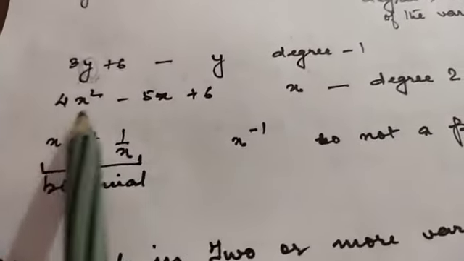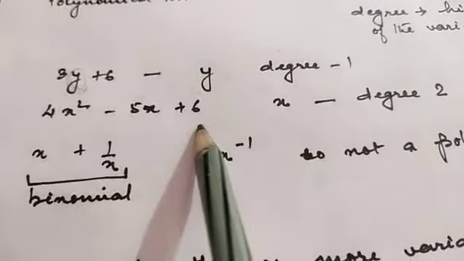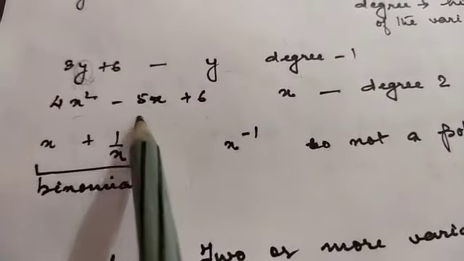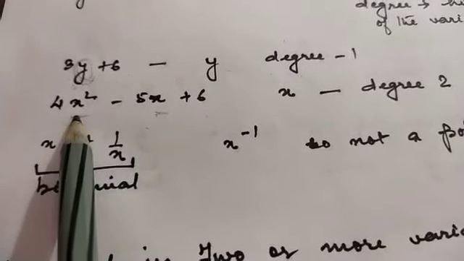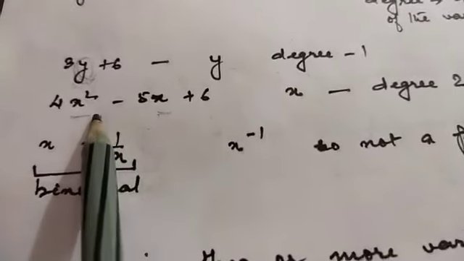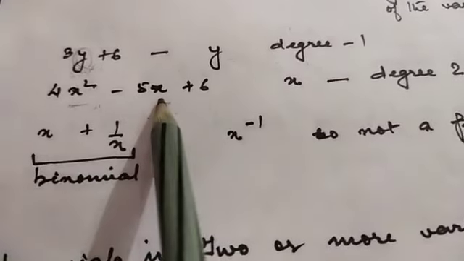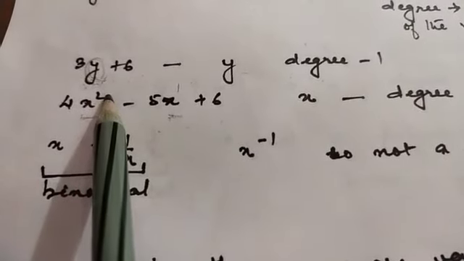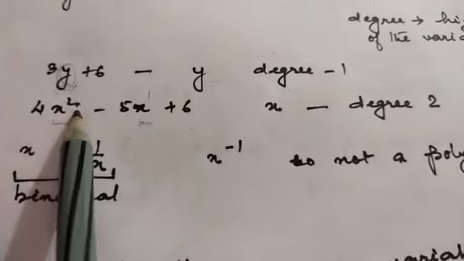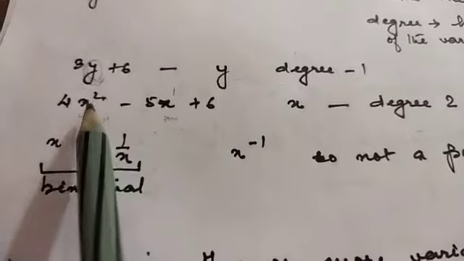y carries 1, so the degree is 1. In 4x square minus 5x plus 6, you see we have used one variable, that is x, in this expression. So this is a polynomial in one variable. And what is the degree of this? Here x carries 1 as its power and here x carries 2 as its power. So what is the degree of the polynomial? The degree of the polynomial is 2, because the highest power of x is 2.